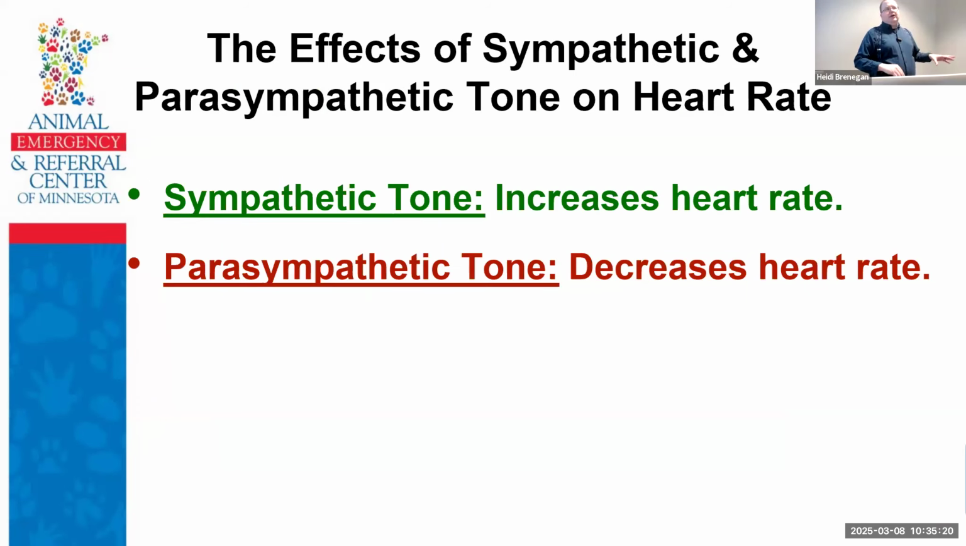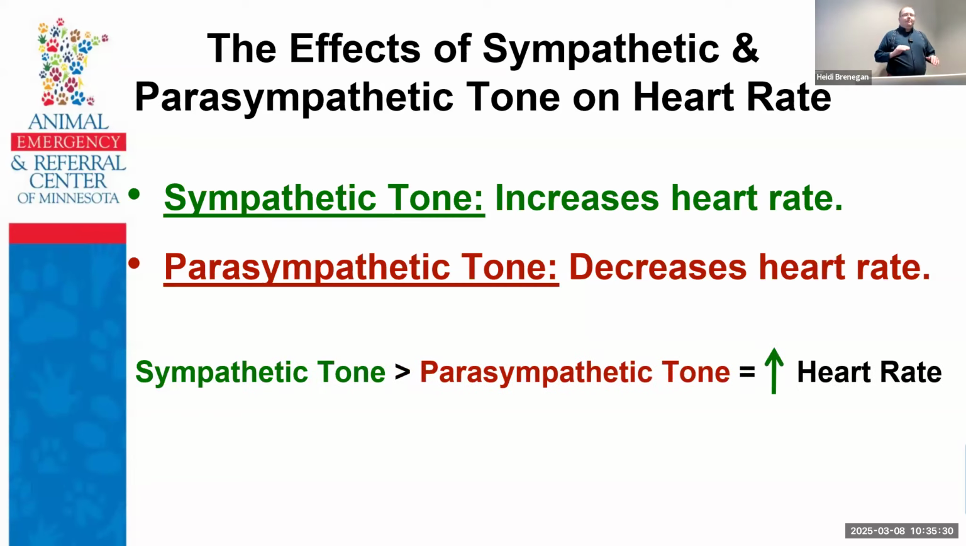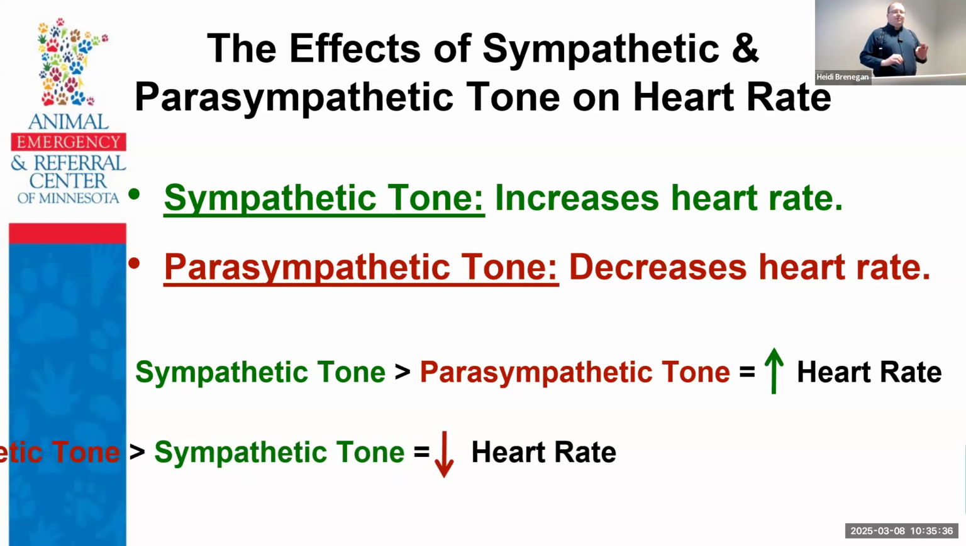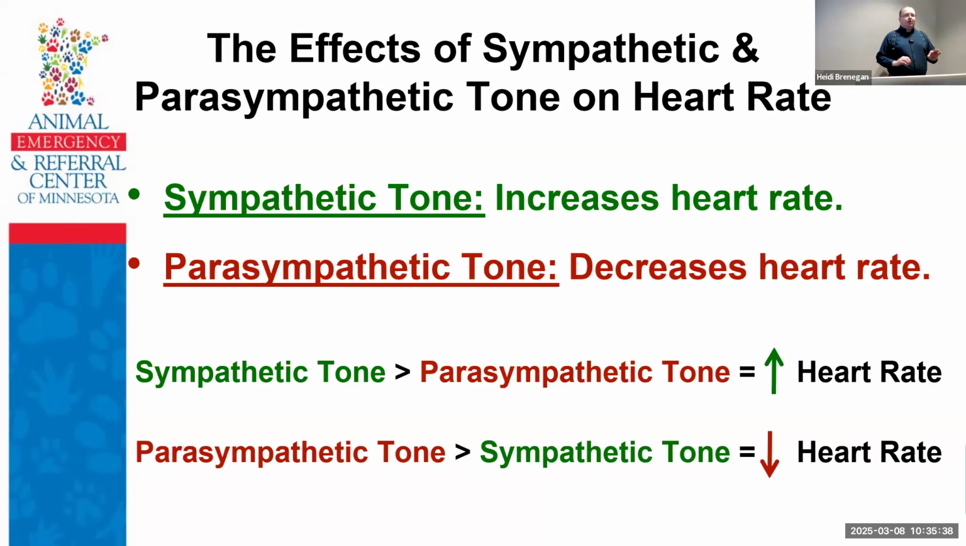And it's not a binary. It's not one or the other. It's not we have sympathetic tone, so that's going to make our heart rate go up, or we have parasympathetic tone, so that's going to make our heart rate go down. It's more of a balance. So if the sympathetic tone is stronger, the heart rate's going to go up. If the parasympathetic tone is stronger, the heart rate's going to go down. They both exist all the time, and they're both going up and down, and it's the balance that determines whether the heart rate is high or low.